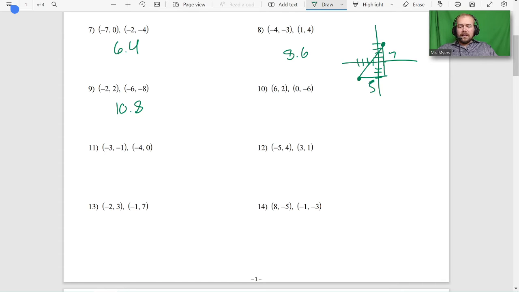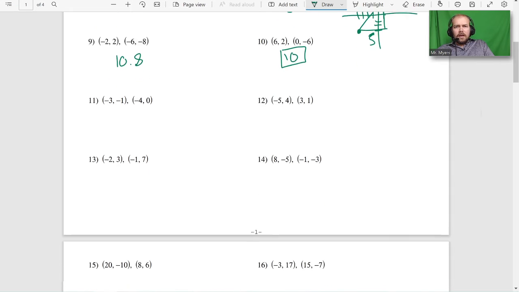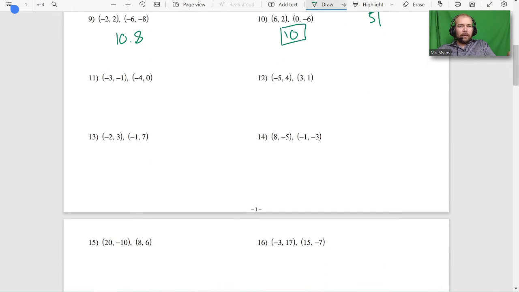All right, and we could do the same thing on number 10. So go ahead and pause the video and see if you can get the same thing that I'm going to get here as well. 6, 2, 0, -6. All right, I'm assuming you paused and unpaused at this point. I get exactly 10 on this one. That means that one was a Pythagorean triple. Very cool. I don't know why I decided to box that one when I didn't box the other ones, but hey, it's all good.